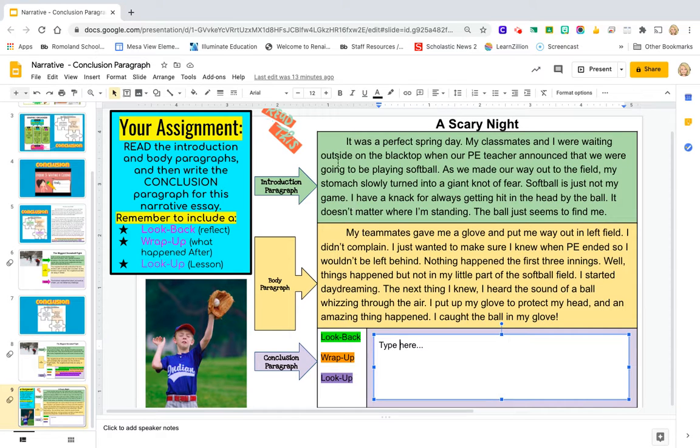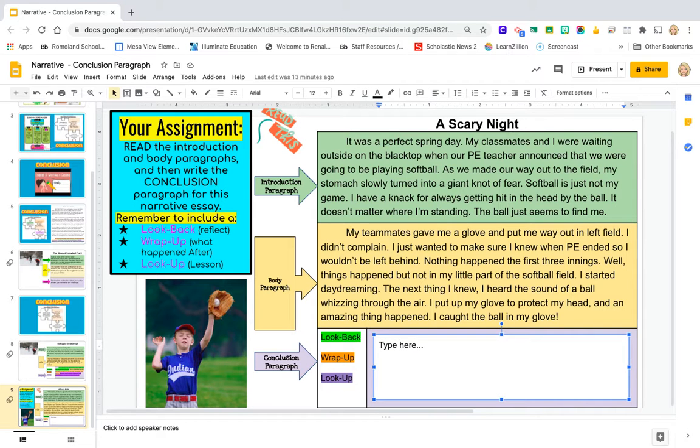Let's take a look at what the story says. It was a perfect spring day. My classmates and I were waiting outside on the blacktop when our PE teacher announced that we were going to play softball. As we made our way out to the field, my stomach slowly turned into a giant knot of fear. Softball is just not my game. I have a knack for always getting hit in the head by the ball. It doesn't matter where I'm standing, the ball just seems to find me.